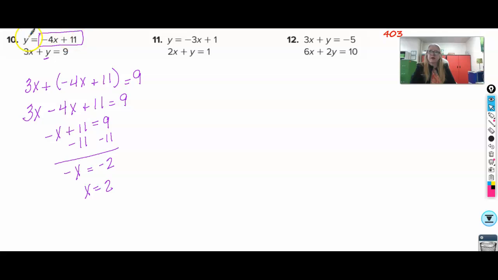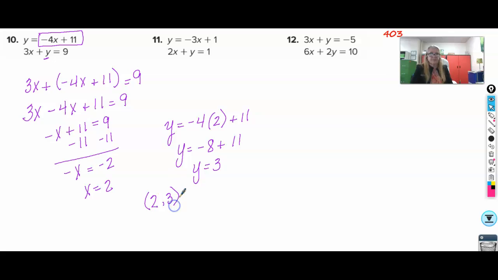So I'm going to use this equation because y is by itself. That gives me y equals negative 4 times x, which we now know is 2, plus 11. Okay? So we have y equals negative 8 plus 11. So y equals 3. And your solution would be the point (2, 3). Okay.